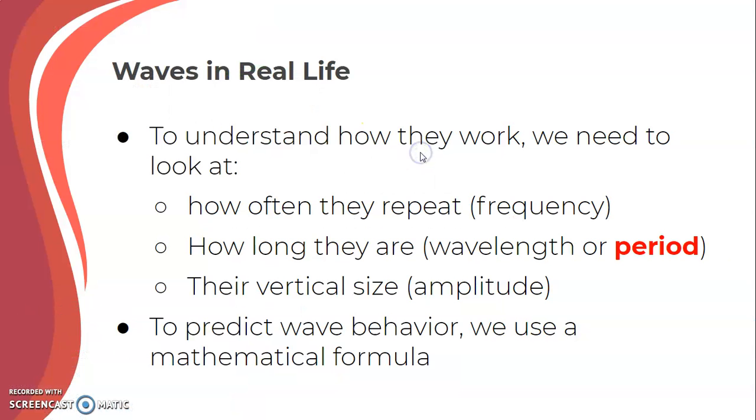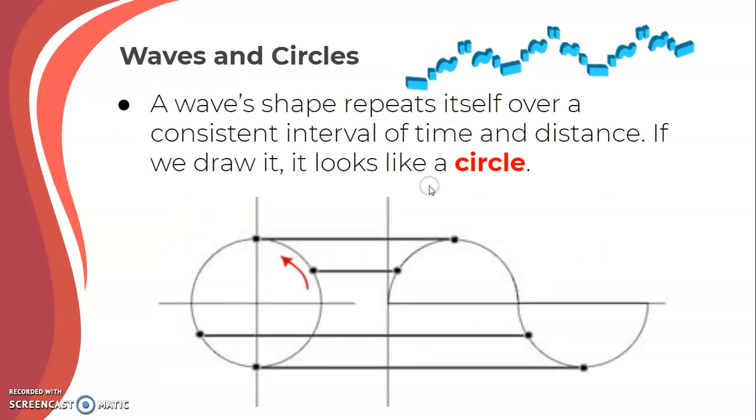So to understand how waves work, we need to look at how often they repeat, how long they are, that is the wavelength or period, how long they last, and their vertical size, so how high they go. And to predict that behavior, we actually use a mathematical formula. It's sort of a one size fits all. Once you understand how to look at wave behavior through a mathematical formula, it applies to all types of waves in real life.